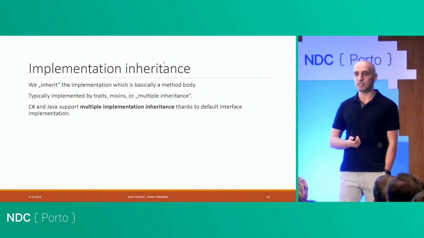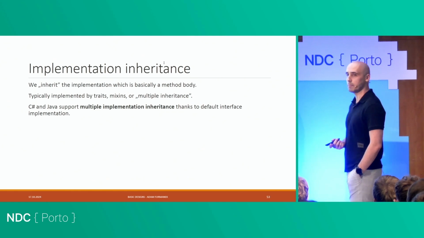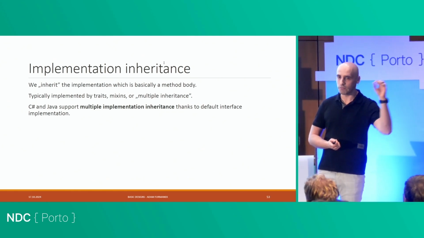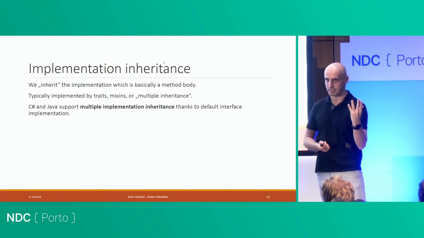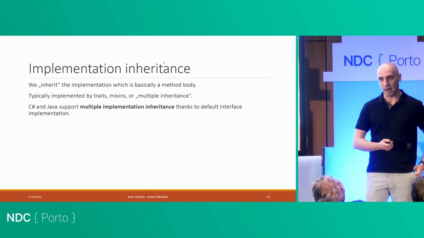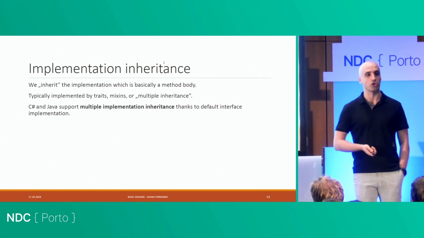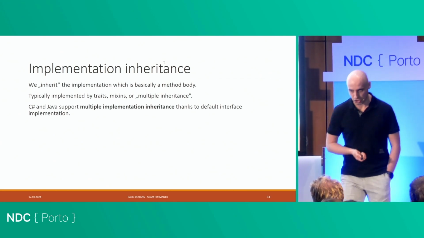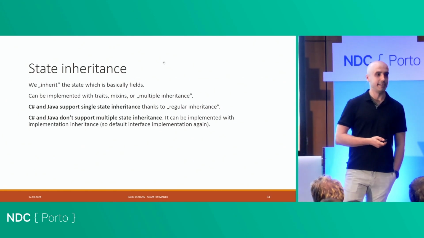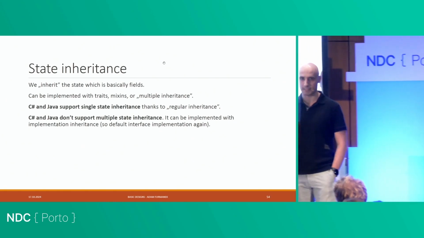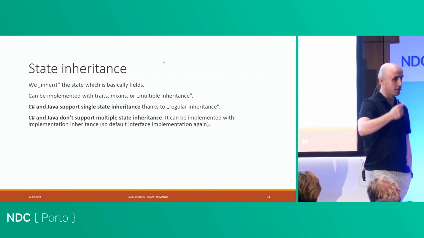Another type of inheritance is implementation inheritance. In implementation inheritance, we inherit method bodies. Not only the signatures, but also the bodies of the methods. And we can see now that we have that in C# through default interface implementation. So we do have multiple implementation inheritance in C#. When it comes to state inheritance, we inherit fields of the classes. And this is something we do not have in C#.